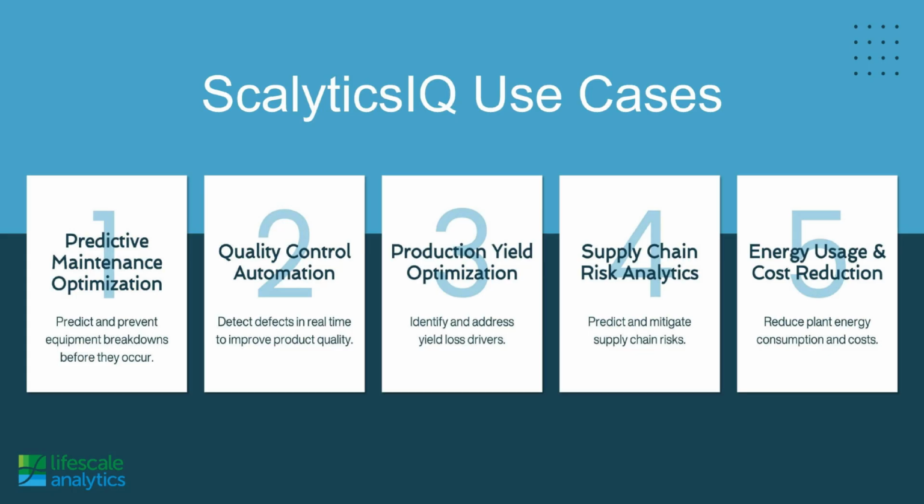The fifth use case is end-to-end visibility. End-to-end visibility connects data across systems, teams, and facilities so leaders can see a more complete picture of operational performance. Together, these use cases help manufacturers move from isolated reporting to connected operational intelligence.